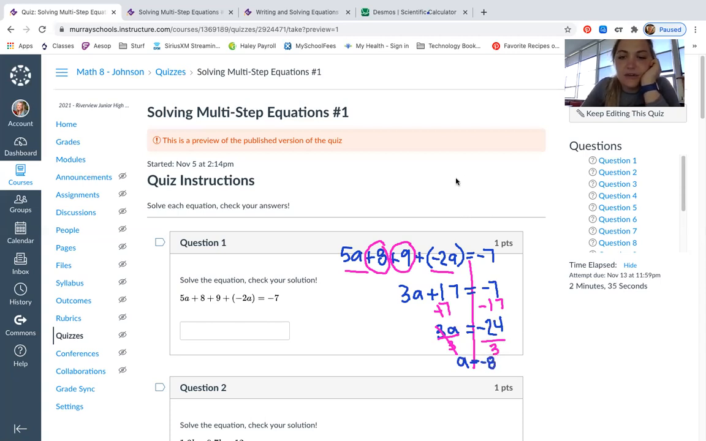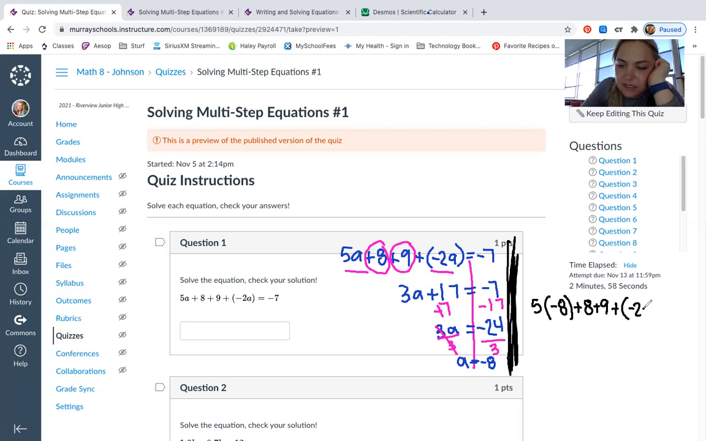All right, just like it always asks, we're going to check our work over here. I'm just going to draw this to say checking my work over there. Okay. So instead of 5a plus 8 plus 9 plus negative 2a, that would be 5 times negative 8, because I'm replacing it with my answer, plus 8 plus 9 plus negative 2 times negative 8 equals negative 7.